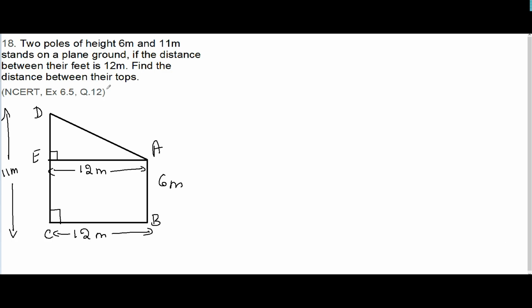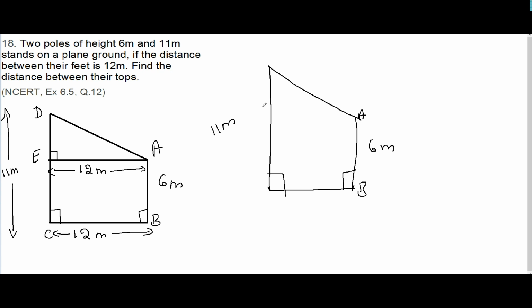From NCERT, exercise 6.5, question number 12. Two poles of height 6 meter and 11 meter stand on a plain ground. So you can draw one with the 6 meter, which I have drawn and kept. So AB is 6 meter and another one we just draw with the 11 meter. So this is the other pole. Both poles will always be at 90 degrees.